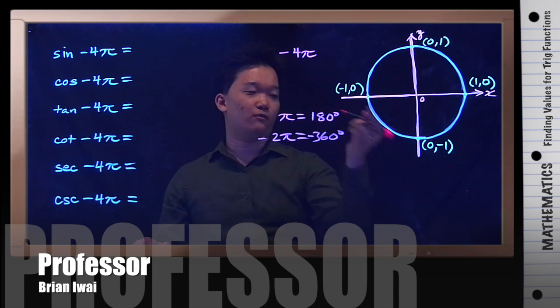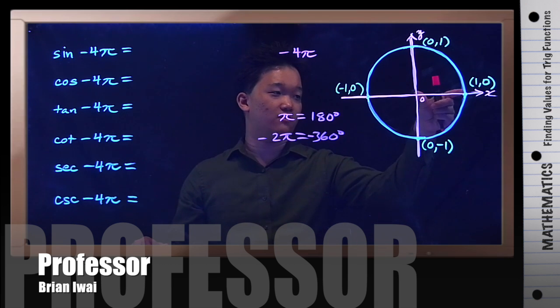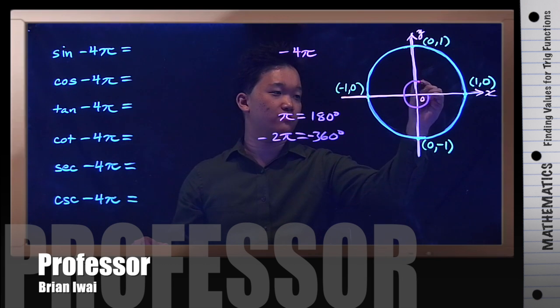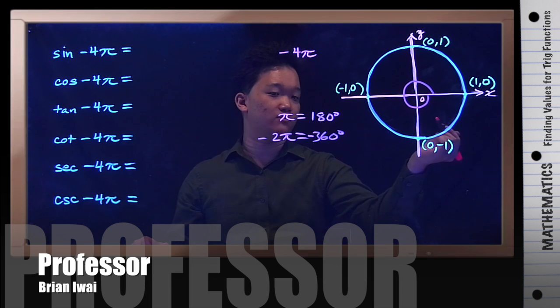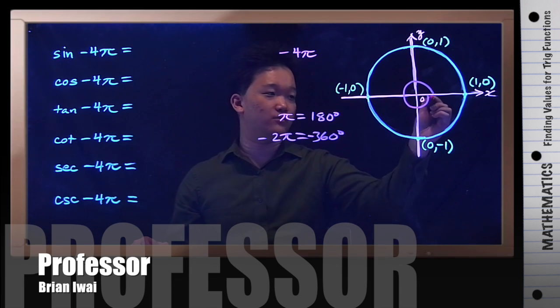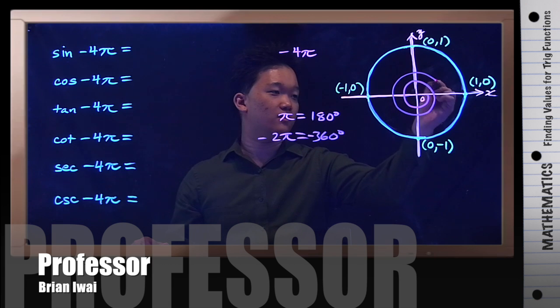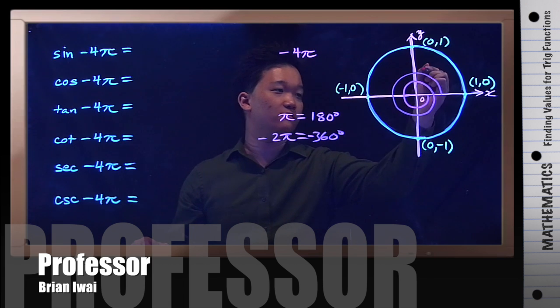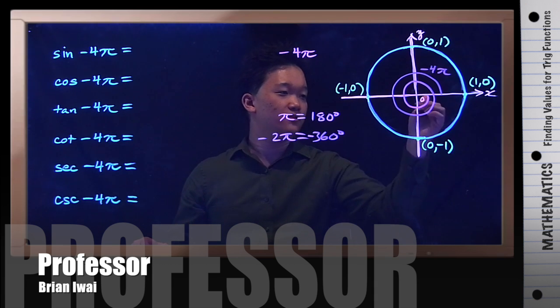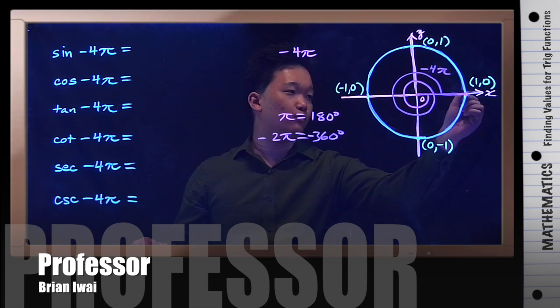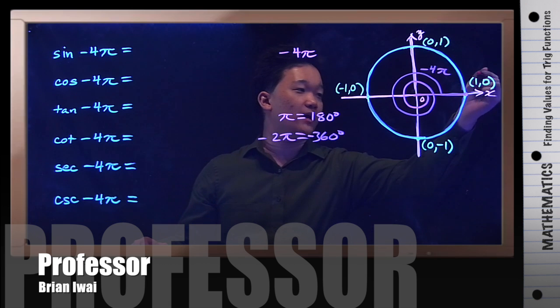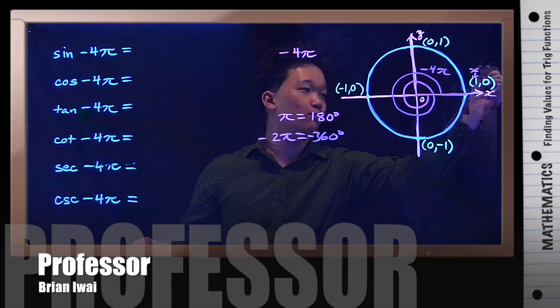So negative 4 pi would mean that I start here on the positive x-axis. I make 1 full clockwise rotation. That would give me negative 2 pi. But then I could do 1 more rotation. And this would be negative 4 pi radians. So I would end up at this point where the coordinate is 1, 0. My x value is 1, and my y value is 0.